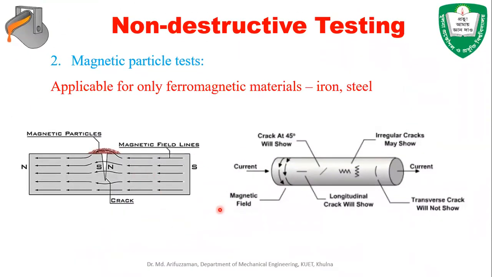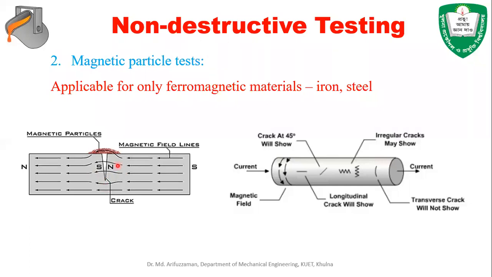How does it work? If it is a continuous workpiece, there is a north pole and a south pole, and the magnetic field lines will go like this. When you sprinkle the magnetic particles over the surface, then if there is a crack, because of the strong magnetic field in that location, the particles will accumulate in those places. The particles on the surface will also align with the magnetic field line.